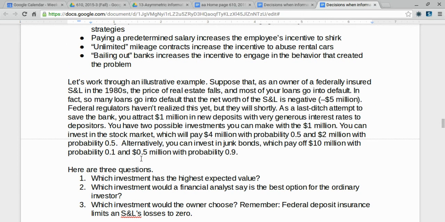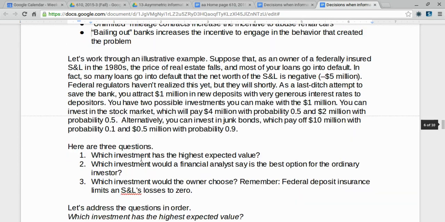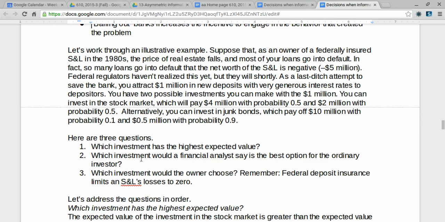Let's work through an illustrative example. Suppose that, as an owner of a federally insured S&L in the 1980s, the price of real estate falls and most of your loans go into default. In fact, so many loans go into default that the net worth of the S&L is negative $5 million exactly. Federal regulators haven't realized this yet, but they will shortly. As a last-ditch attempt to save the bank, you attract $1 million in new deposits with very generous interest rates.